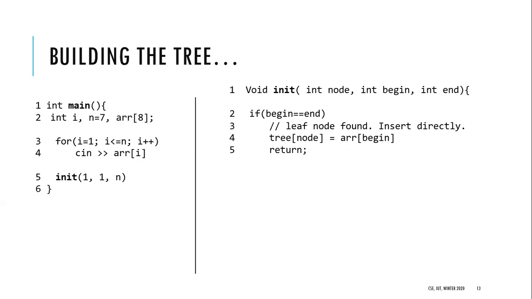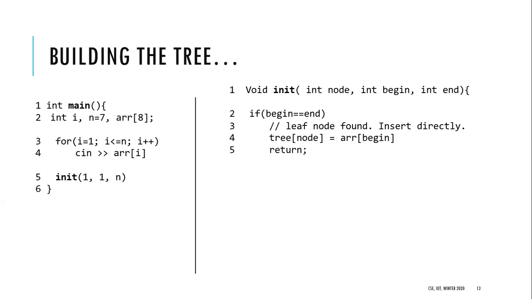But if this is not the case, what will happen? In that case, I will need to find out the value. So if begin is not equal to end, that means it is not a leaf node. So I cannot bring the value from the original array. Rather, I will need to make some calculation.